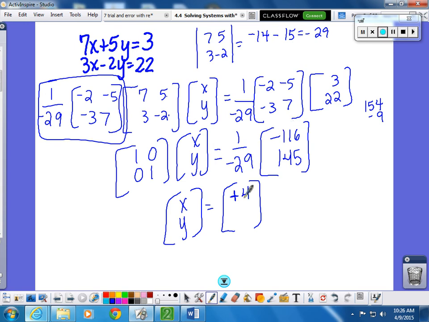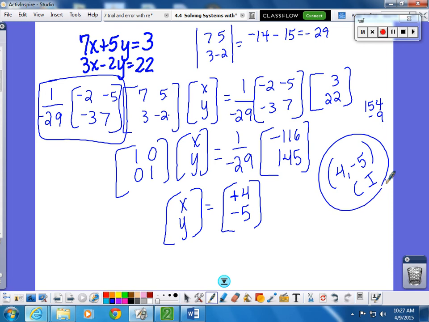I got two negatives, guys. That would give me a positive. Alright, 145 divided by negative 29. Is that negative 5? So what's x? 4. What's y? Negative 5. This was a consistent independent system. If I graphed it, that's where they would have intersected.